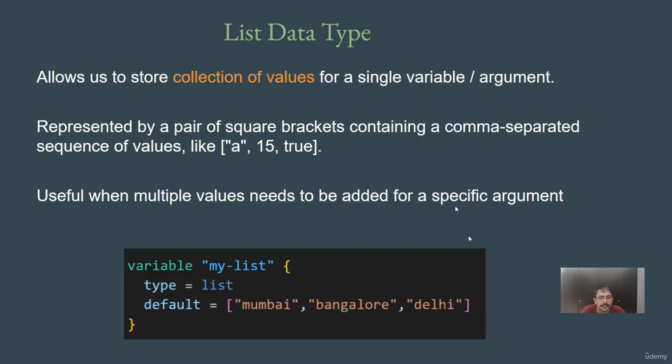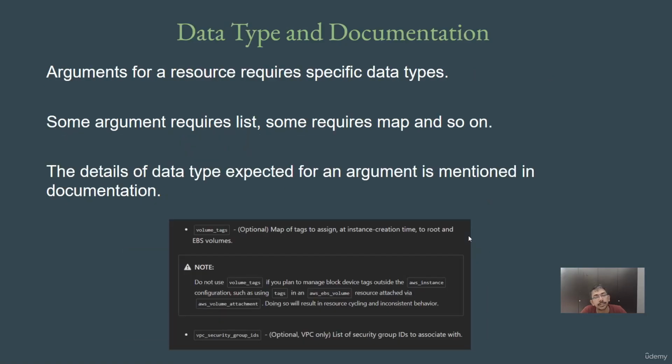So if you take a simple example, this is a variable, the type is list, and if you see the default value here in the square brackets, you have Mumbai, Bangalore and Delhi. So this is what list allows us to do. Now again, whenever you are creating resources through Terraform, documentation is quite extensive regarding what data type it expects.